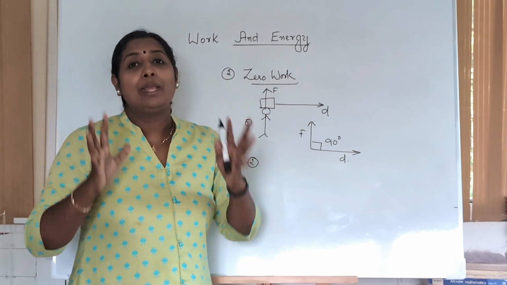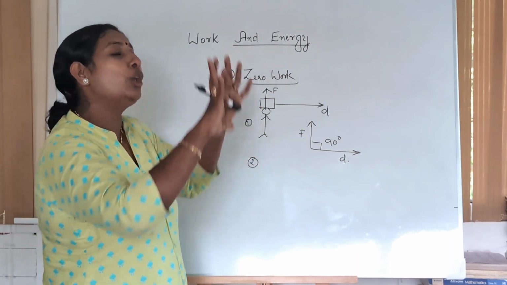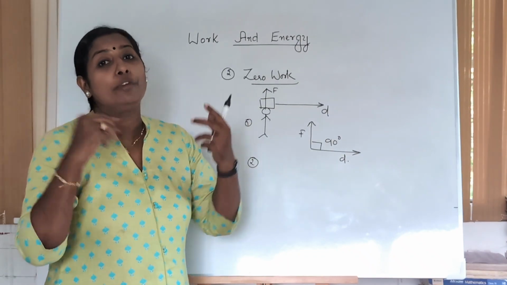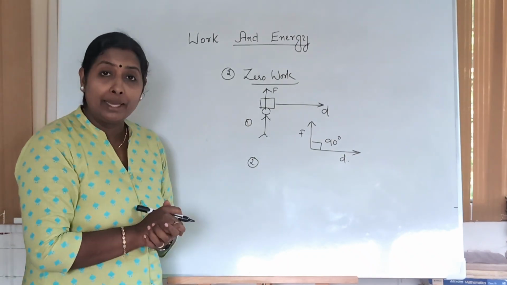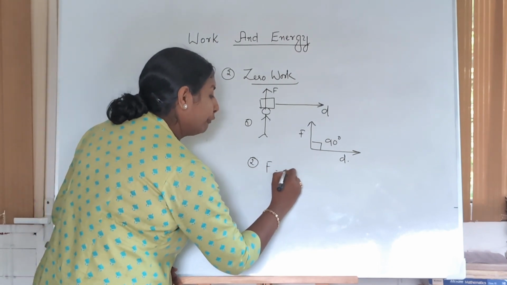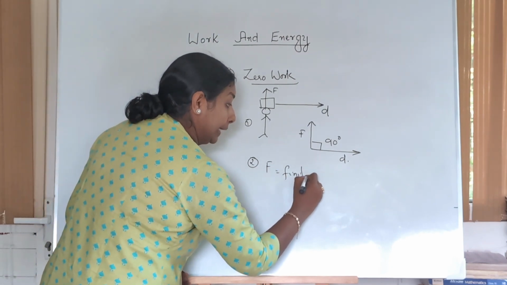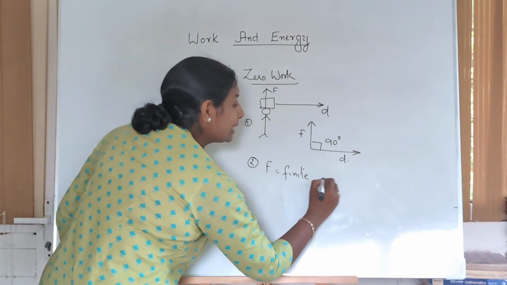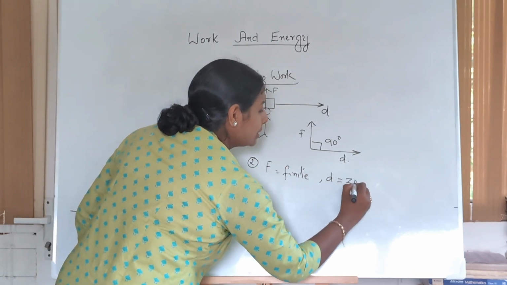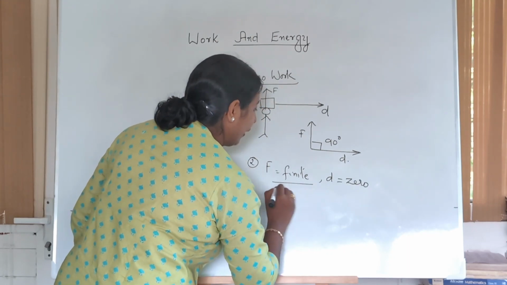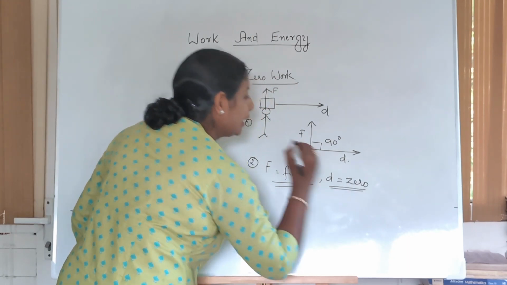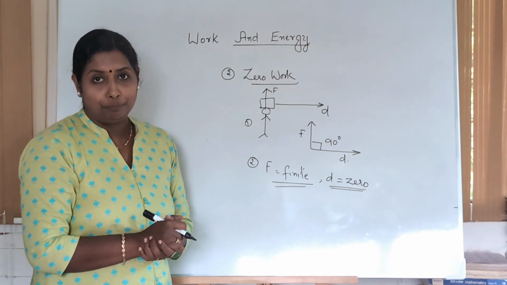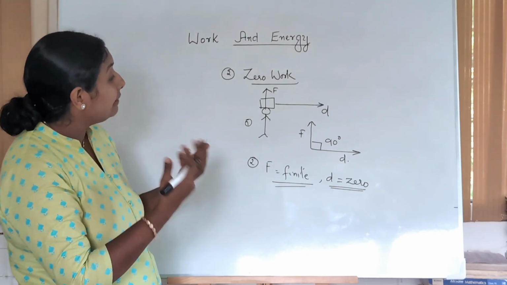The second example of zero work. Suppose a child named Ramu is pushing a huge stone, and he is failing to move it. So what is zero there? The force is a finite value there, but he is pushing a stone and he failed to move it. So what is the displacement? Displacement is 0. When force is finite and displacement is 0, then also F into D, we get 0 work.